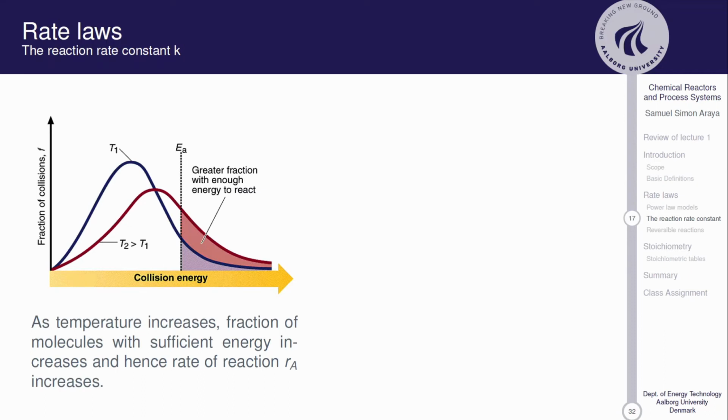We can also see here the dependence on temperature. If we have this kind of Gaussian distribution of probability of reacting fractions, as we increase temperature, the shape looks a bit like this. So it shifts more to the enough-energy collision space, and we have more of the collisions leading to products. So the fraction of molecules with sufficient energy increases as we increase the temperature of the reacting system.